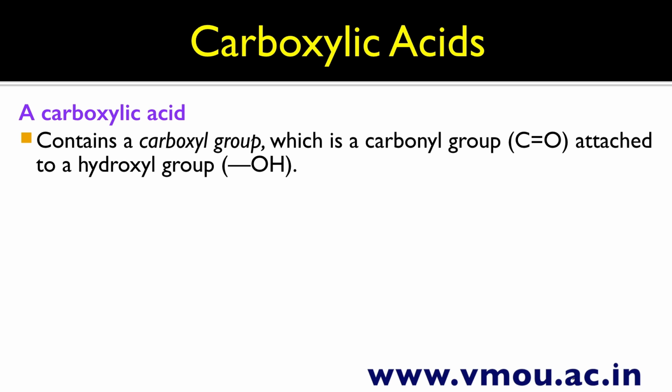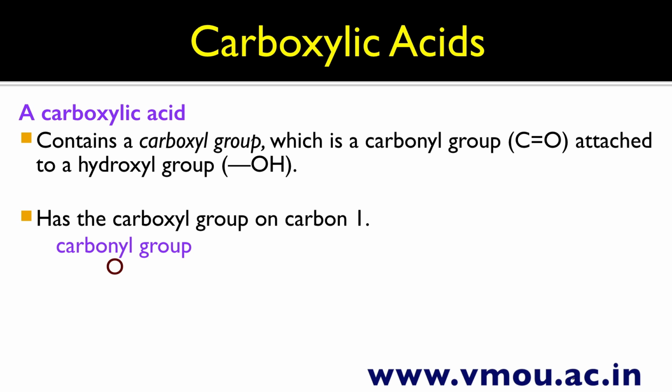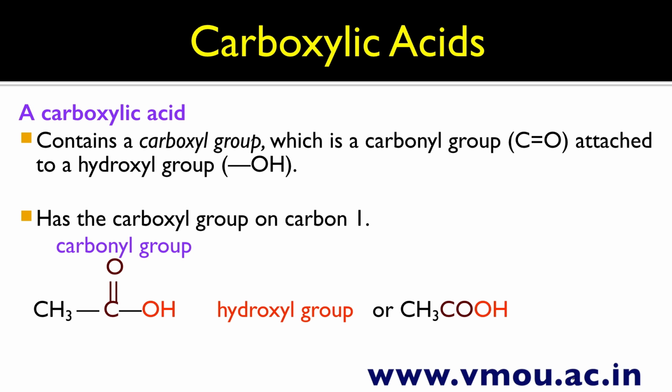The parent of carboxylic acid is the carboxyl group. The carboxyl group contains carbon and oxygen. Carbon is double bonded with oxygen, and when this carbon of the carboxyl group is attached to a hydroxyl group, then it is called a carboxylic group. And if any carbon chain is attached to the carboxylic group, then the compound is called a carboxylic acid. It is shown in the slides. There is an example of acetic acid in the slide.